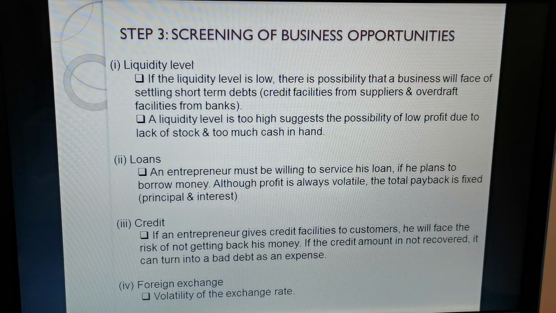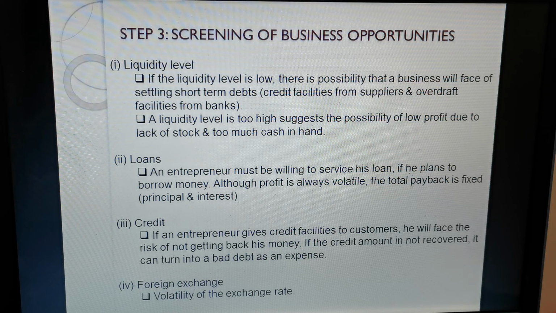Loans: the entrepreneur must be willing to service the loan if planning to borrow money. If you want to borrow money from the bank, of course you must make the effort to service the loan. Although profit is always volatile, the total payback is fixed. Even though your profit is up and down every month, every month you must pay the loan, because that is fixed, principal plus interest.